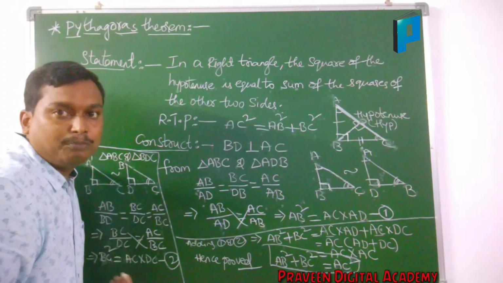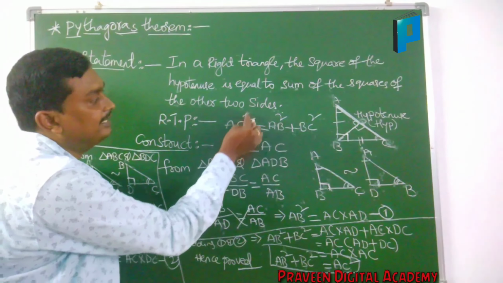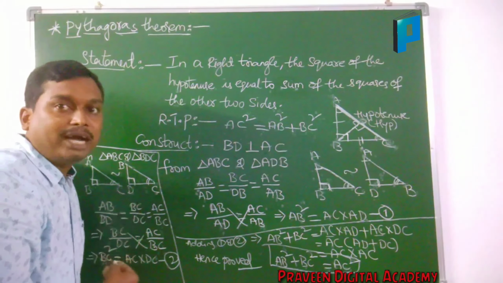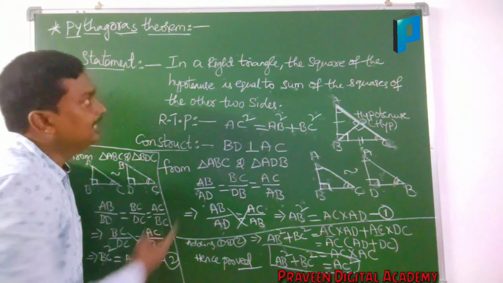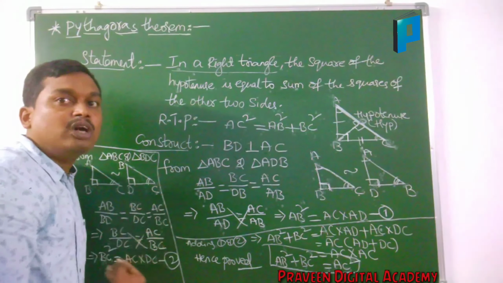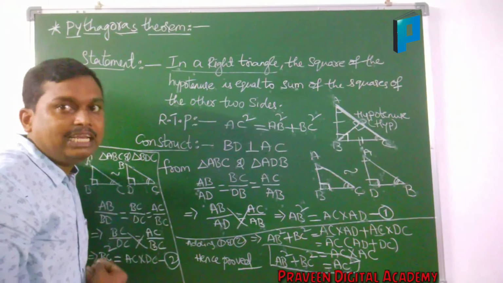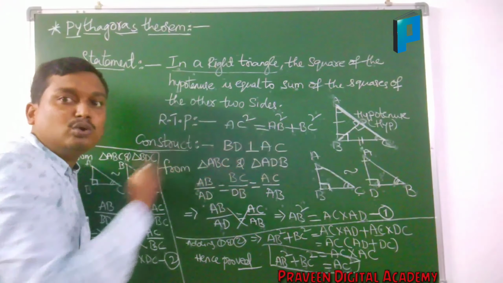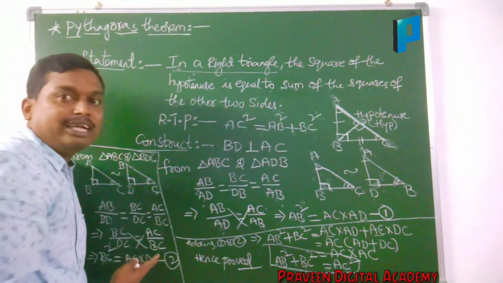This is proved. Why? Because AC square is equal to AB square plus BC square. We got here this Pythagoras theorem is used only for the right angle triangle. So here we are mentioning it in a right triangle. What is the use of this Pythagoras theorem? Here in a right triangle, whenever you know two sides of a right triangle, to find out the third side of a right triangle, we use the Pythagoras theorem.